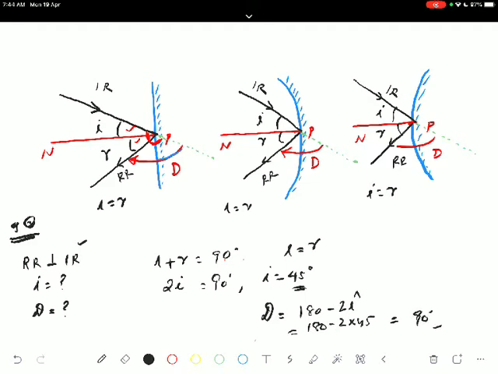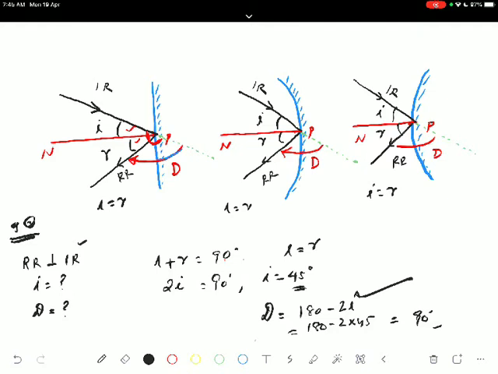So these are some examples of deviation. The deviation produced is 180 minus 2I, and that is equal to 180 minus 90. So we are getting 90 degrees in this case. Okay, it's clear. So all of you should complete the diagram in the copy.